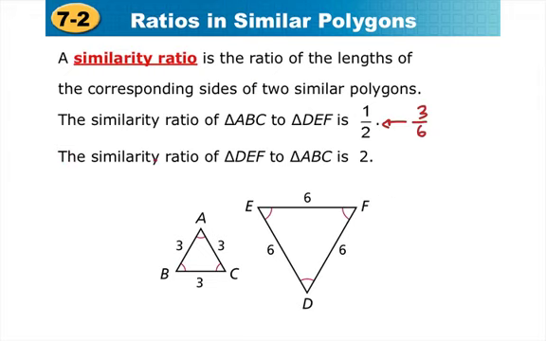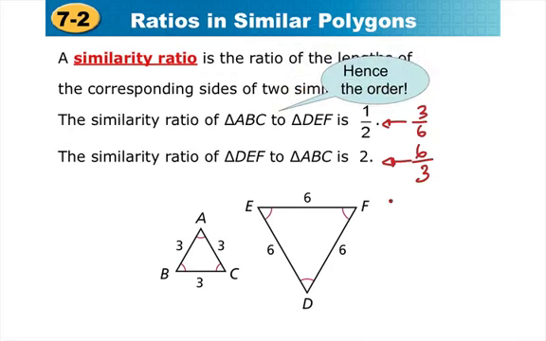You look at the similarity ratio of triangle DEF, which is this triangle, to this triangle. Then you go, let's pick this side, 6 over 3, which gives you 2. Okay? And again, let me emphasize this. Hence the order. Depending on which order you go, you get a different number. Let's move on to the next slide.